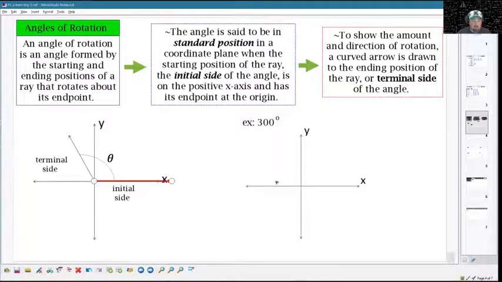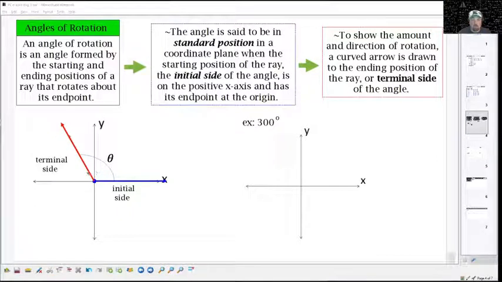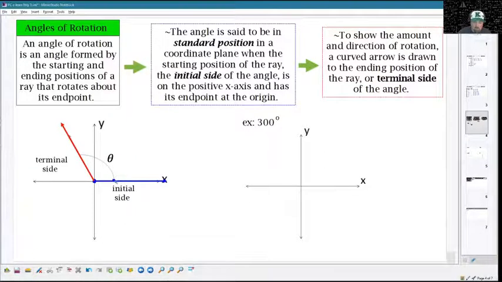And it's just going to be where that thing stops. So to show the amount and direction of rotation, a curved arrow is drawn to the end position. So let's say this is where this angle of rotation is going to stop. So we turn it all the way here. And this is called the terminal side, because terminal is where you stop. The angle of rotation is how far, in degrees or radians, from where we turned. So it would be this arc right here, and we would label it with however many degrees this is, okay?